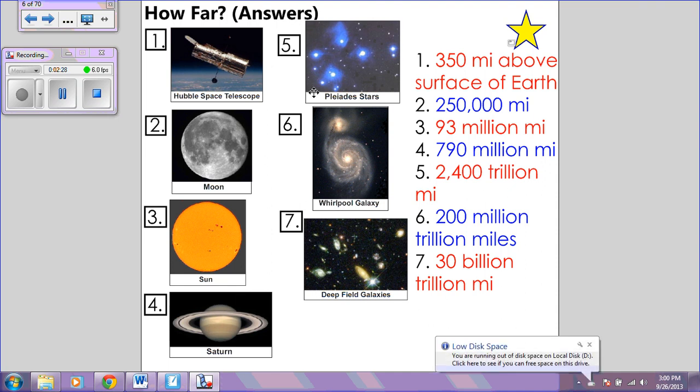The Pleiades stars are 200 million trillion miles away from Earth. Or, sorry, that was Whirlpool galaxy. The Pleiades stars are 2,400 trillion miles away from Earth. The Whirlpool galaxy is 200 million trillion miles away from Earth. And then deep field galaxies are 30 billion trillion miles away.